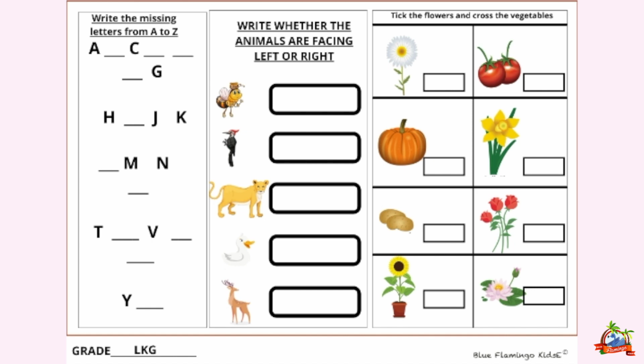Now let's move to our next section of the sheet, which is maths. Write whether the animals are facing left or right. In this we have to write left or right.